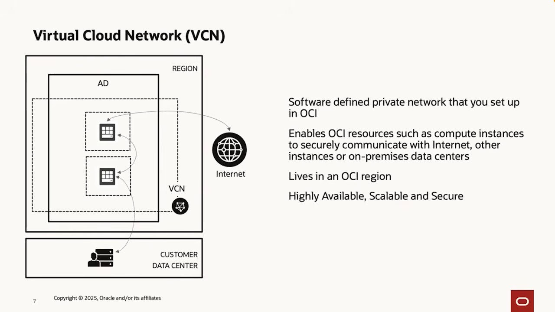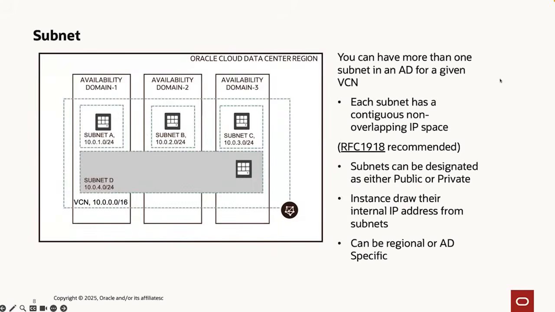Each VCN has various components that are going to directly affect the behavior of the network, such as gateways, security lists, route tables, just to name a few. And we will get into these components in the coming slides.